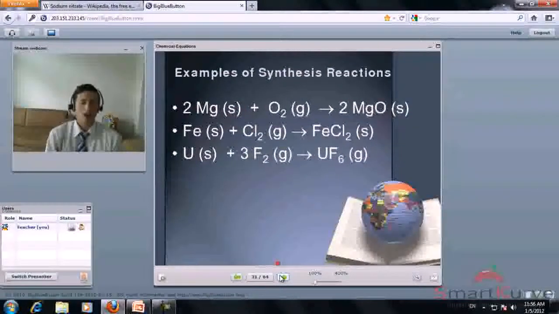Magnesium and oxygen form magnesium oxide. Iron and chlorine form iron chloride. Uranium and fluorine form uranium hexafluoride. Notice in all of these we have 2 reactants, 1 product. 2 reactants, 1 product. Synthesis.